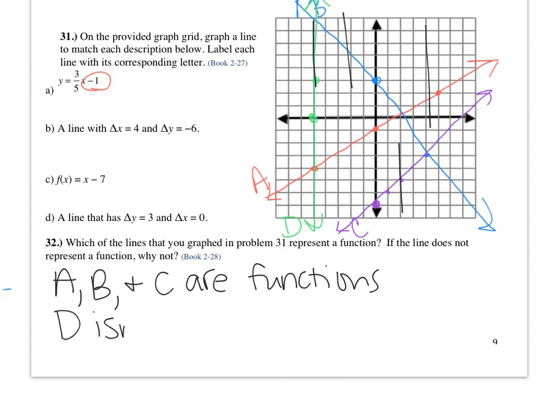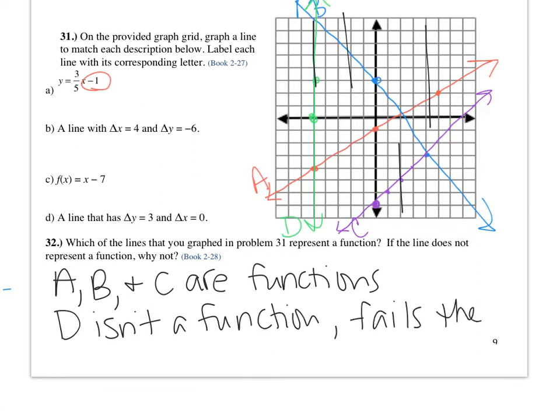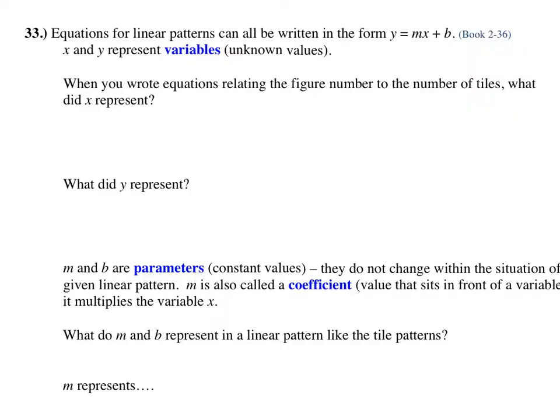D isn't a function. It fails the vertical line test. And to abbreviate vertical line test, I'm going to put VLT. So it does not pass that vertical line test because it is a vertical line. Equations for linear patterns can be written in the form of y equals mx plus b.